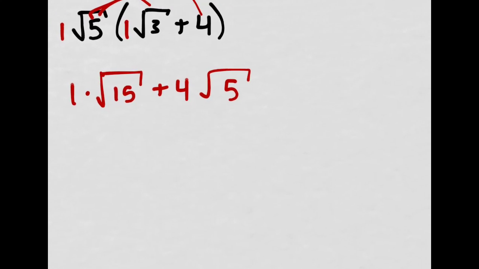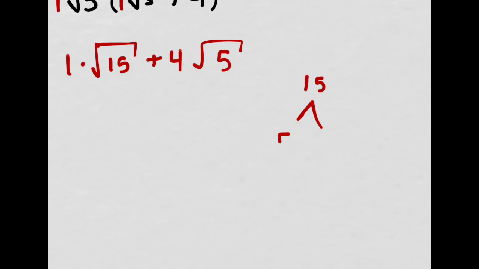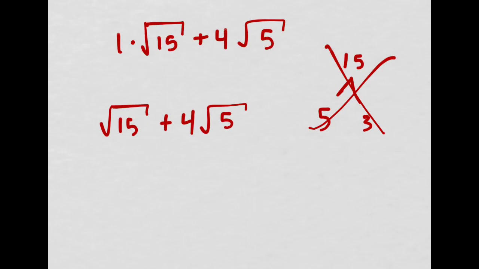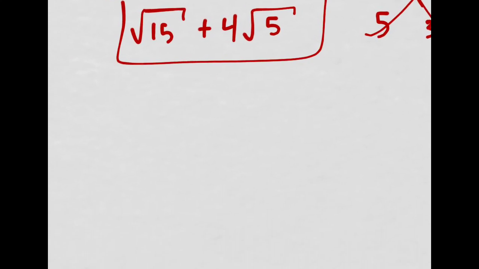Let's try and reduce this. So with the 15, can I reduce the 15? That would be 5 and 3. Are there any pairs? No, so I cannot reduce the square root of 15. So the answer is just the square root of 15. You could have the 1 out in front, but you don't need it. Plus 4 times the square root of 5. I cannot break down the 5 because that's just 5 times 1, and there aren't any pairs there. Let's move on to example 3.